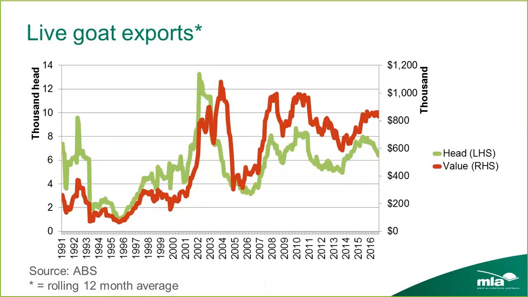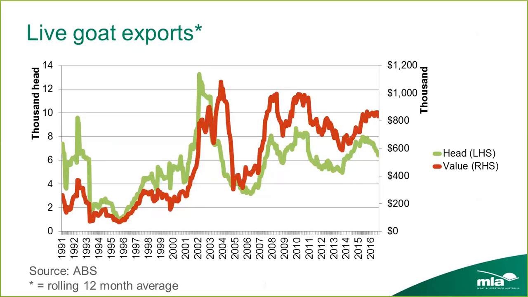Again, this is on a rolling 12-month average. And if you have a look at more recent times, say, 2012 to where we are now, on average, on a monthly basis, Australia live exports anywhere from 5,000 to 8,000 head of goat per month.